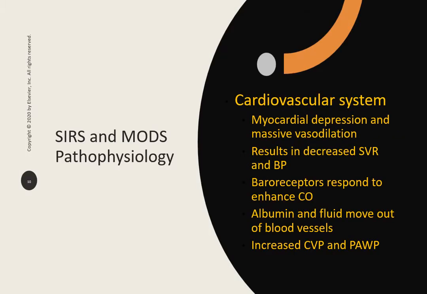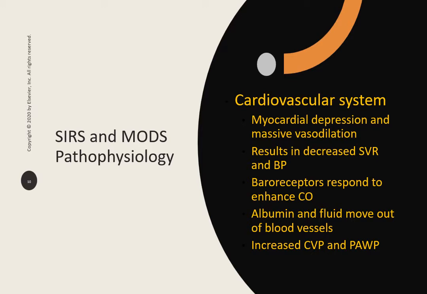Cardiovascular changes include myocardial depression and massive vasodilation in response to increasing tissue demands. Vasodilation results in decreased systemic vascular resistance and blood pressure. The baroreceptor reflex causes increase in inotropic, that's the force of contraction, and chronotropic, increase in heart rate, factors that enhance. To compensate for hypotension, cardiac output increases by an increase in heart rate and stroke volume.